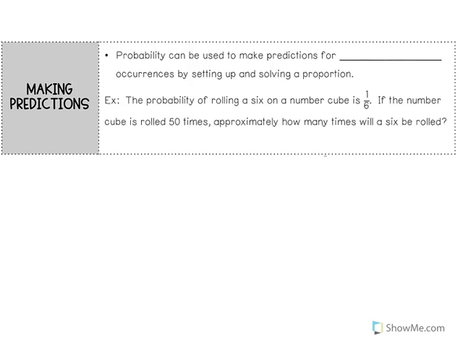In this video we're going to talk about using probability to make predictions for future events. You'll find that this is very tied and related to proportions and ratios of making future predictions, what should happen.